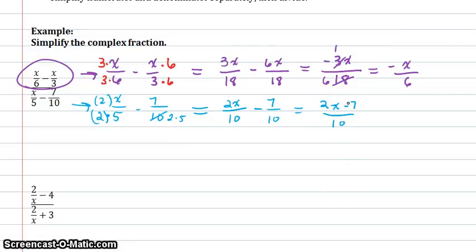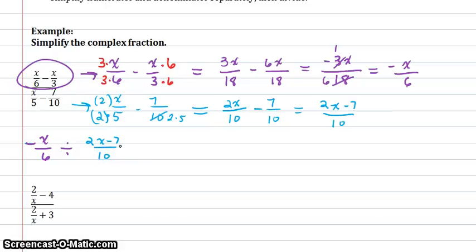Okay, now I'm going to rewrite. I'm taking this fraction and I'm dividing it by this fraction. So I'm going to rewrite it over here. I have negative x over 6, and I'm dividing it by, and you'll see why I'm writing it this way in a second, 2x minus 7 over 10.